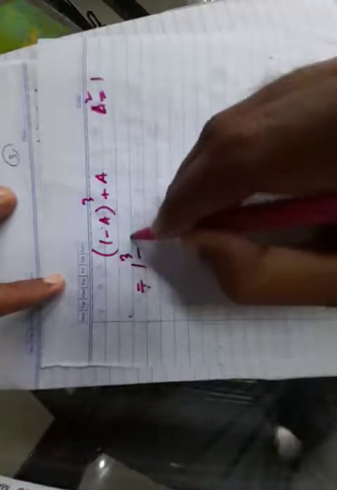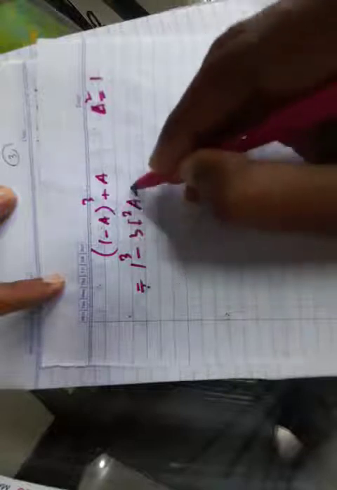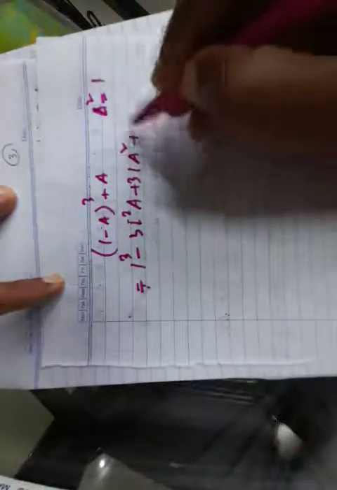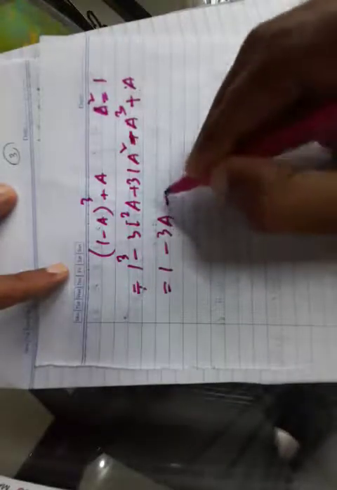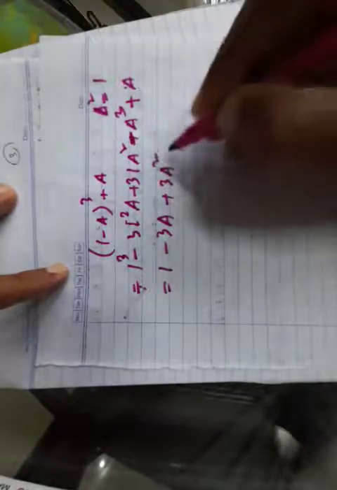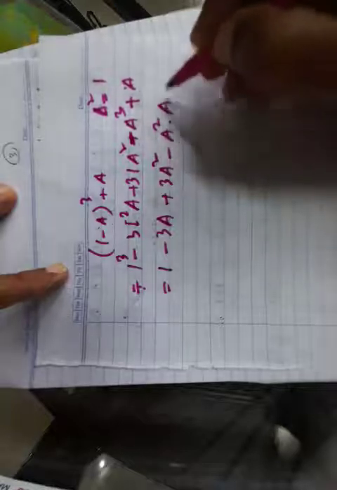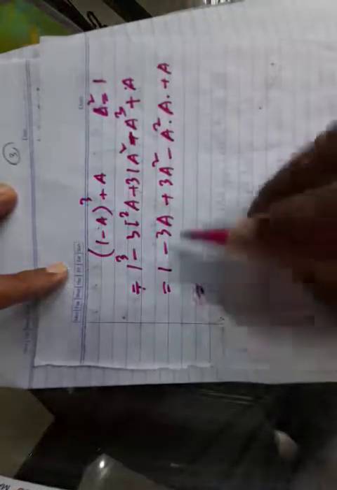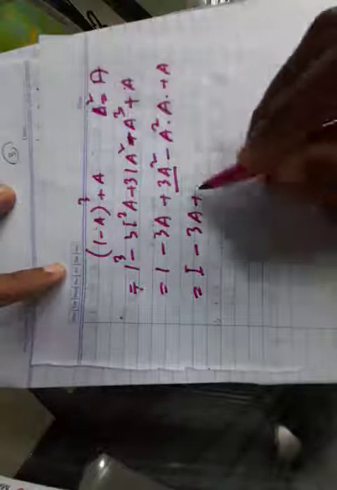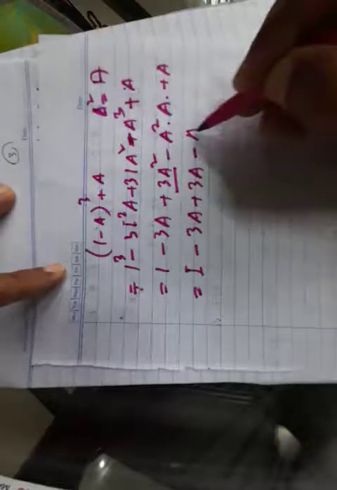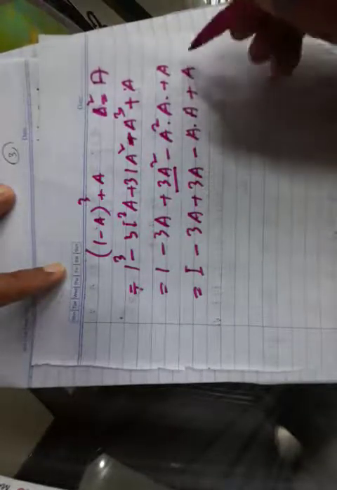I cube minus 3I square A plus 3I A square plus A cube, minus A cube plus A. So how to write? I cube is I, minus I square is I, 3A plus, this is 3A square, minus, we can write A cube is A square into A plus A. So what will we get? I minus 3A plus A square is equal to A, so 3A minus A into A plus A.